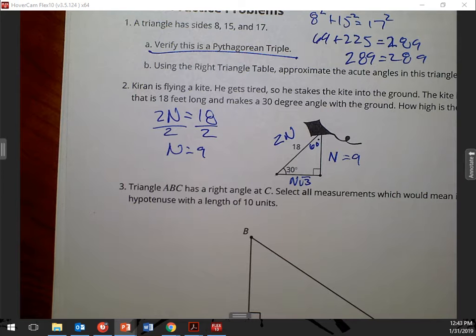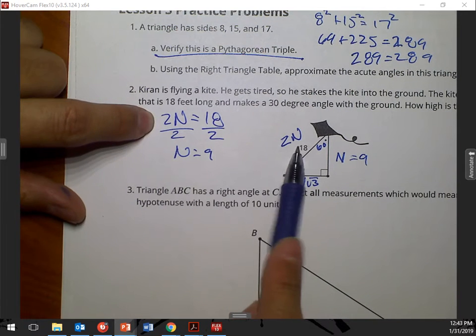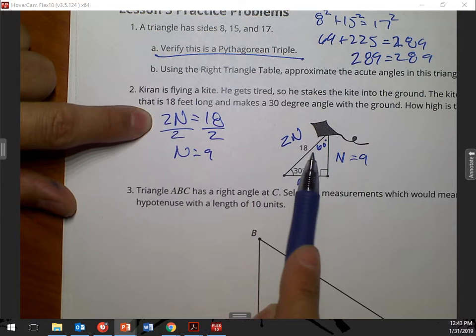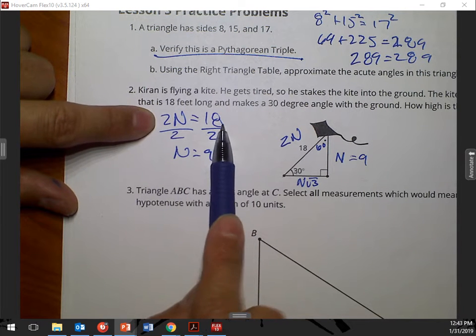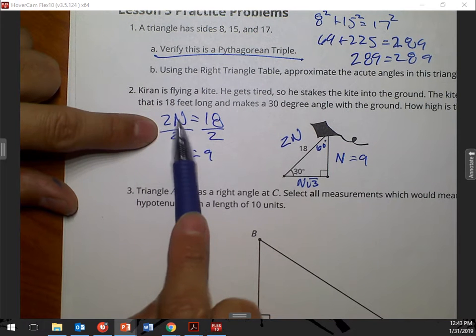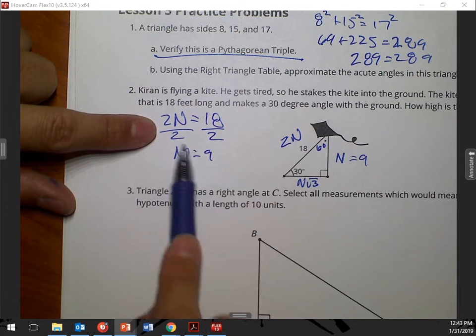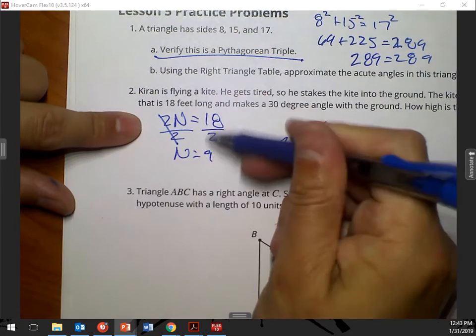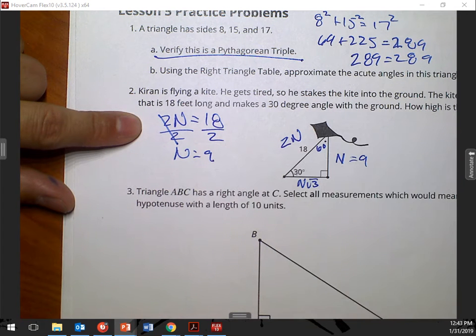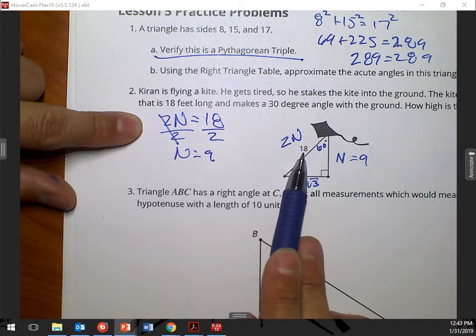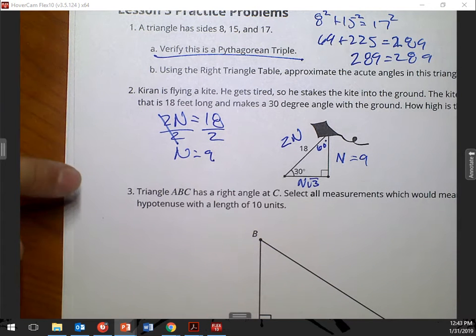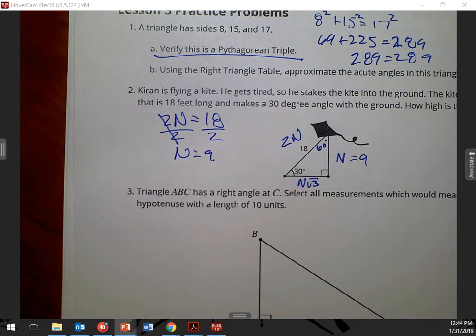But how did you get 9? Oh, right here. Look. This side is the 2n side, right? And it's equal to 18, right? So 2n is equal to 18. Divide both sides by 2 because I'm trying to isolate n, right? So 18 divided by 2 is 9. Now let's go backwards. So 9 times 2 is 18. That's the side given. Okay? Hypotenuse, length 10 units.